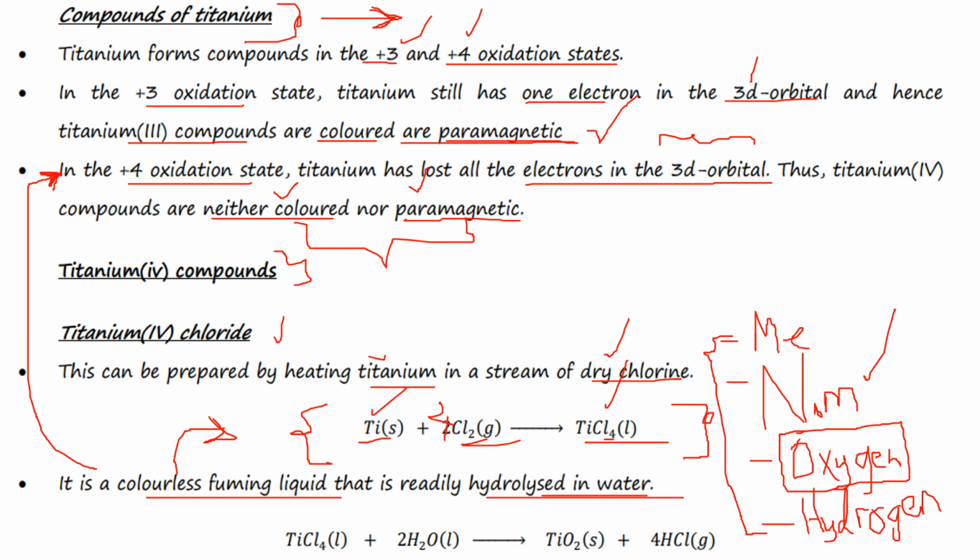Readily hydrolyzed in water means that it reacts with water to form the respective oxides. Just like we looked at chlorides of group 4, titanium tetrachloride is also a simple liquid. So titanium tetrachloride, a volatile liquid, reacting with water, forms titanium oxide together with hydrogen chloride gas. And remember that these reactions are similar to those in group 4 elements, just like we uploaded a video about it also on this platform. So titanium chloride reacts with water to form titanium oxide and hydrogen chloride gas.